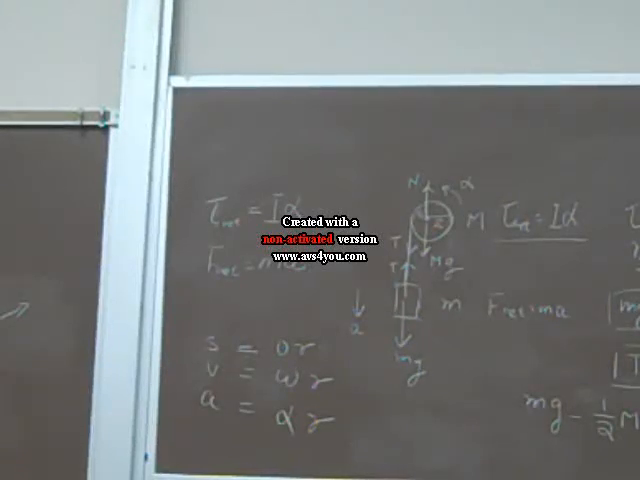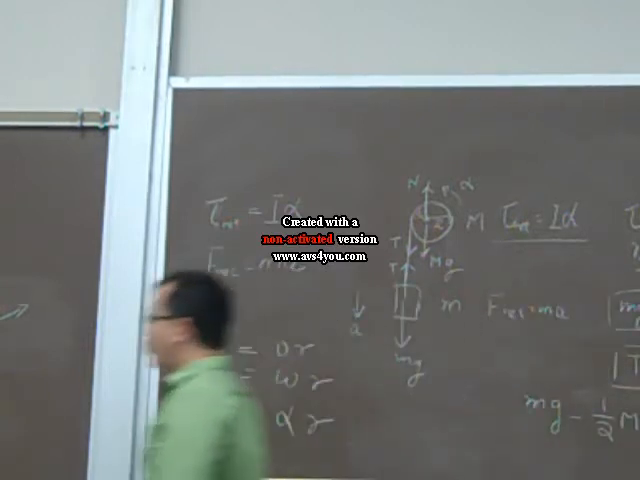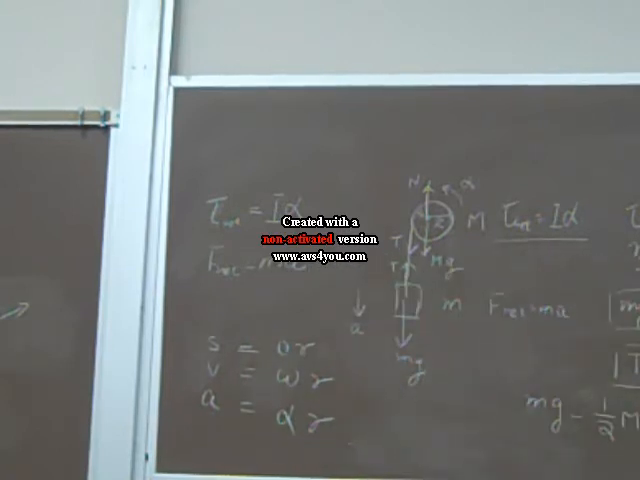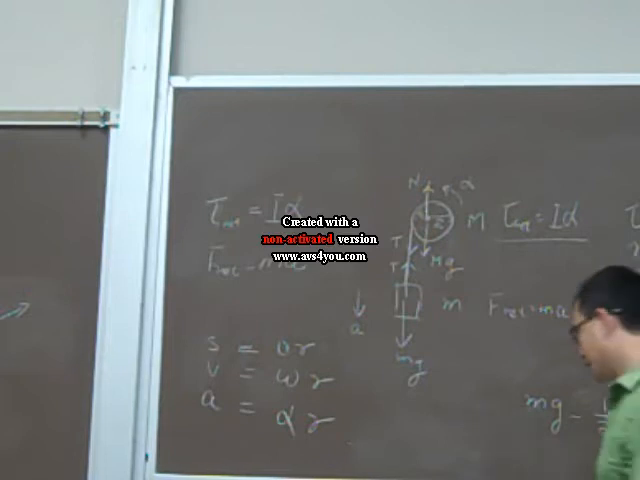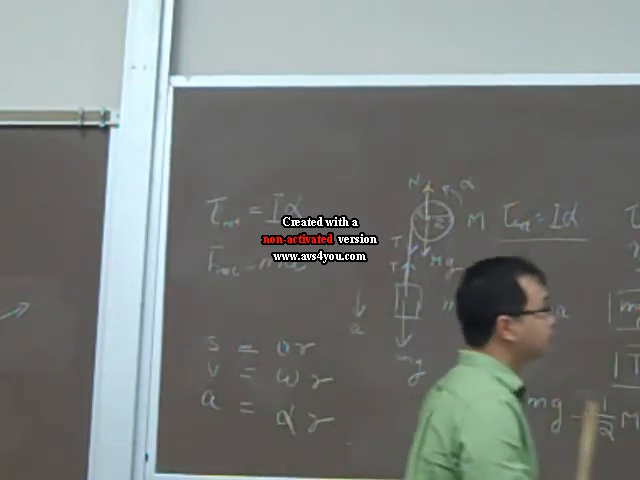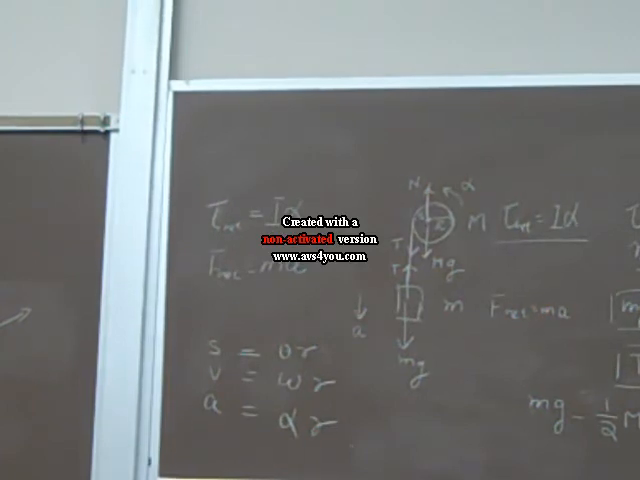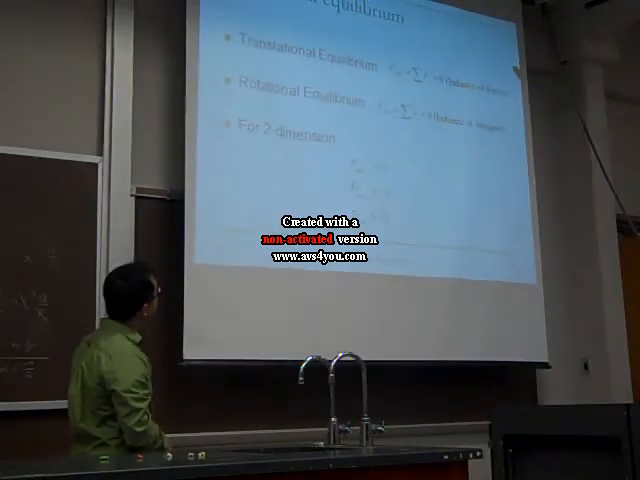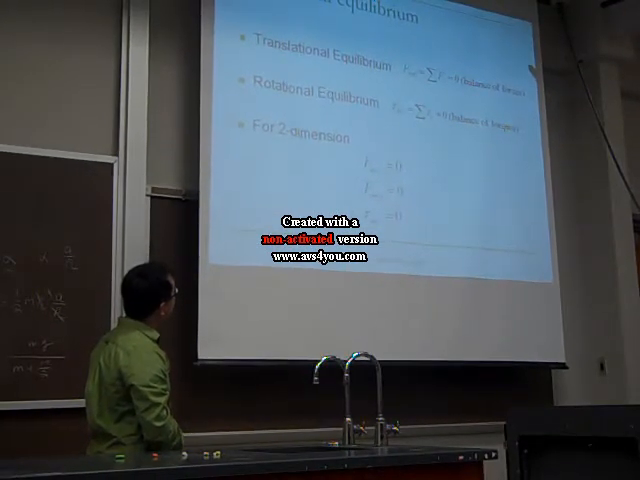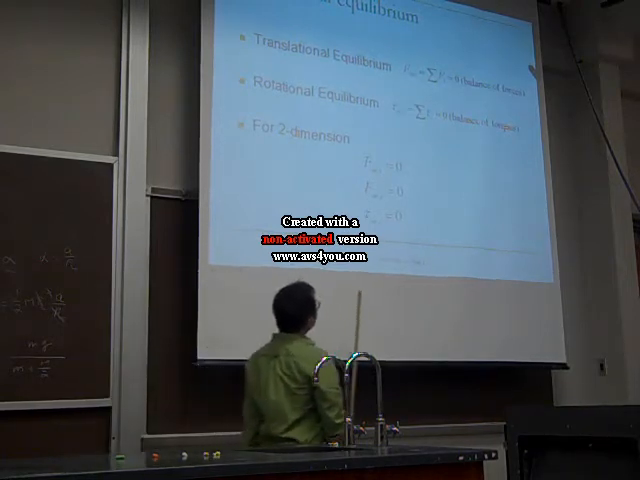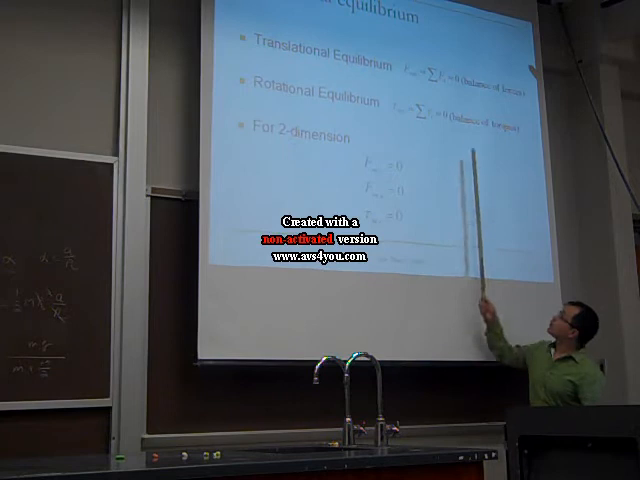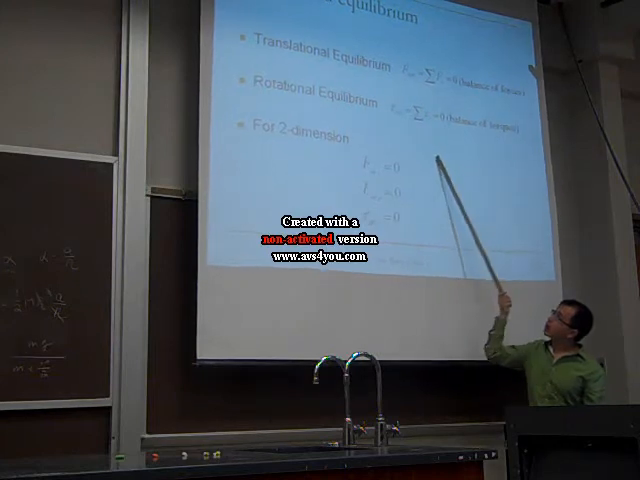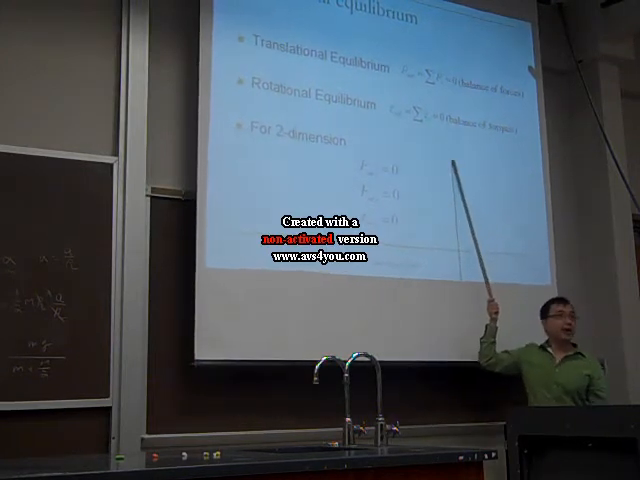Now, let's talk about mechanical equilibrium. What we mean by mechanical equilibrium, in fact, is that we have both translational equilibrium and rotational equilibrium. Translational equilibrium means all the forces are balanced. And rotational equilibrium means all the torques are balanced.